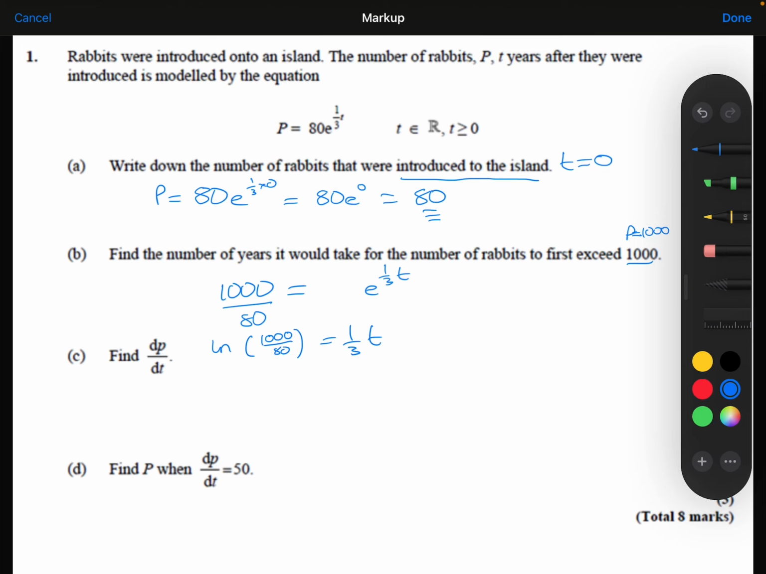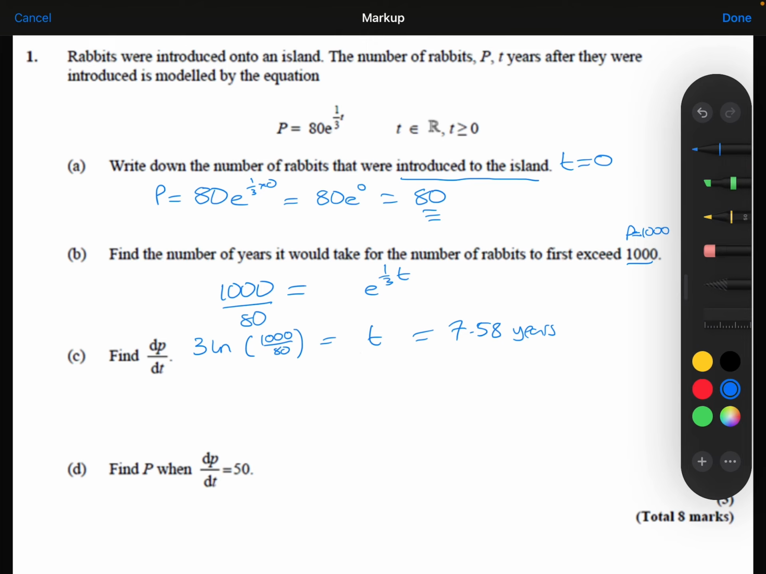Multiply both sides by 3. And let's just put that in as a decimal number. So if I type that into my calculator, 3 ln of 1,000 over 80, I find that there would be 7.58 years. So I'm going to say that it's in the 8 years it would take for the rabbits to first exceed 1,000.